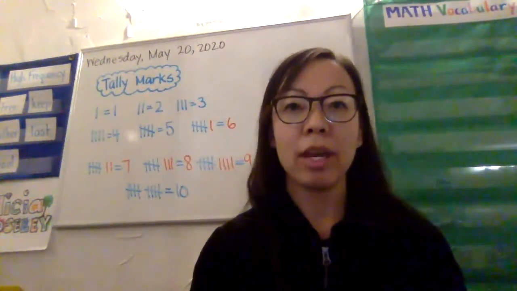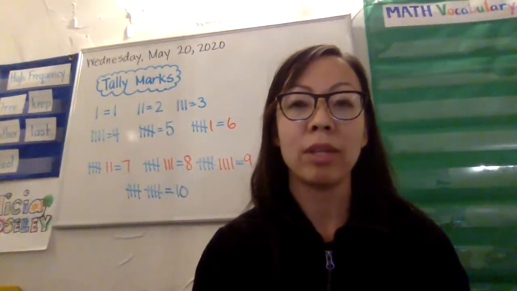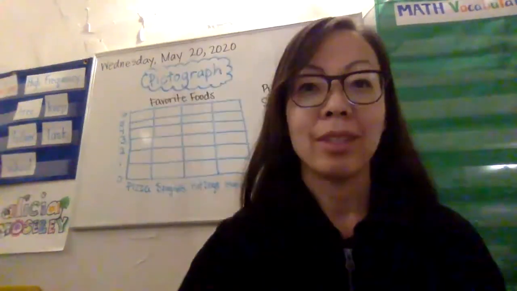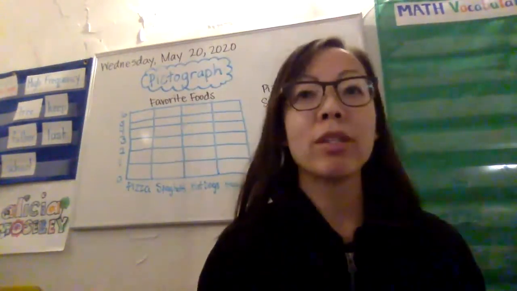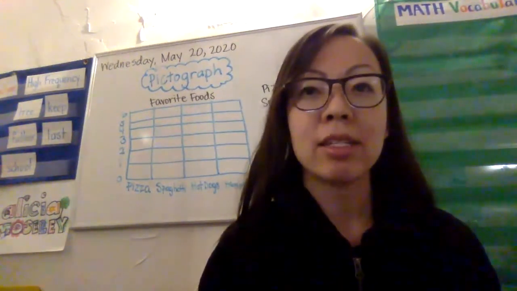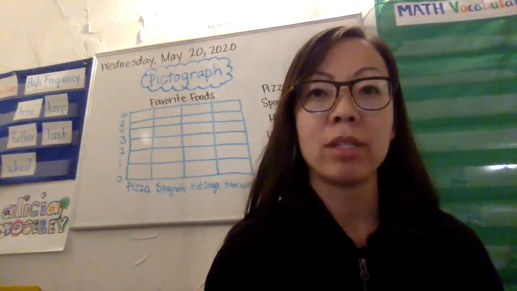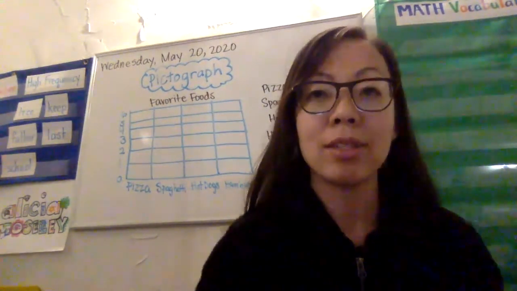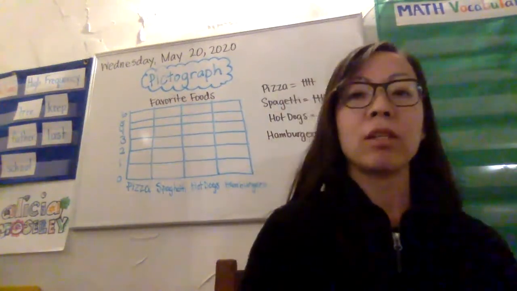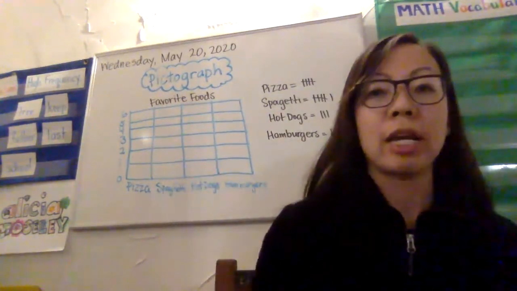All right, scholars, now that we know our tally marks, that's really going to help us be able to create a pictograph. Now, scholars, remember we've been talking about how charts help us gather data. And data is a fancy word for information. It helps us to be able to see in a picture information that we have. So let's take a look at some data that we have collected.